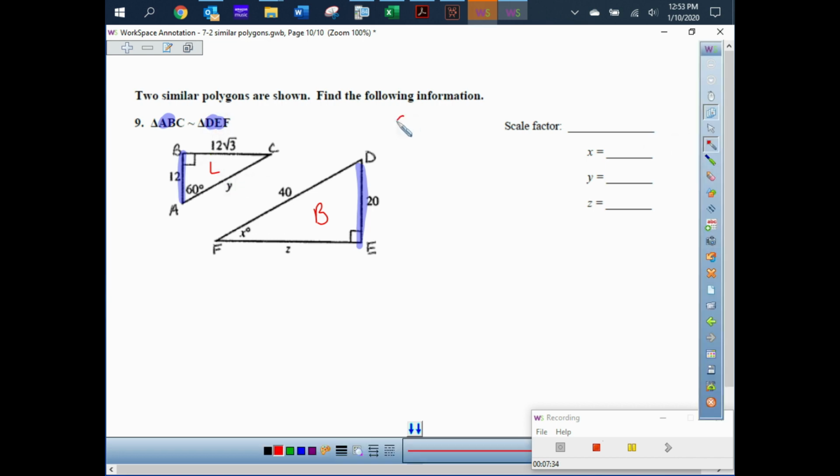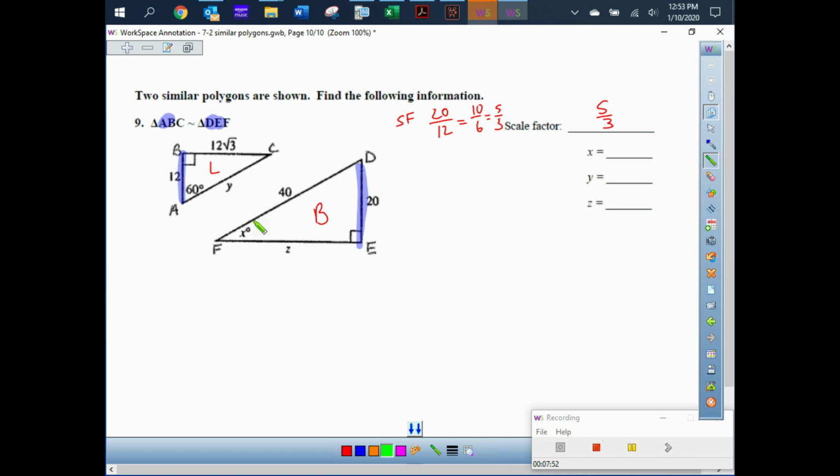So our scale factor will be big over little, 20 over 12, which can reduce to 10 over 6, and that could still reduce to 5 over 3. So 5 over 3 is our scale factor. Then we're finding the x, the y, and the z. Let's go try those out.